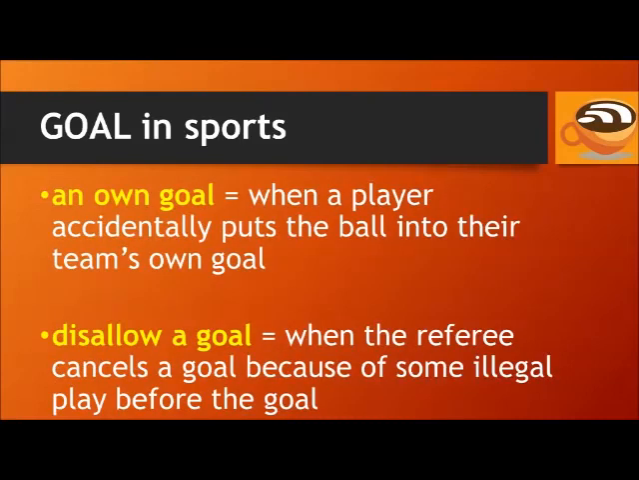If a soccer player scores an own goal, that means the player accidentally put the ball into their team's own goal. So it's a point for the other team. If the referee disallows a goal, it means the referee cancels the goal because of some illegal play before the goal was scored.